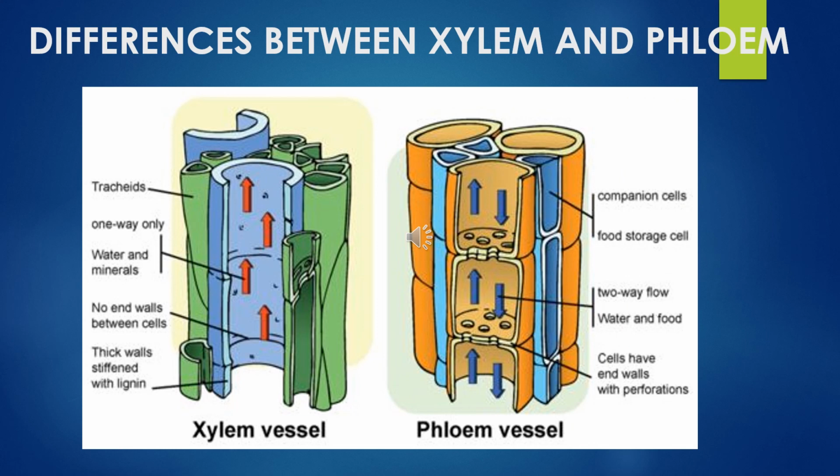This picture will give you a clear idea about the differences between xylem and phloem. Xylem consists mainly of dead cells. Phloem consists mainly of living cells. We can see here in the picture, in xylem conduction is unidirectional, that is only upwards from the roots, whereas in phloem the conduction is bidirectional, both upwards and downwards from the leaves.